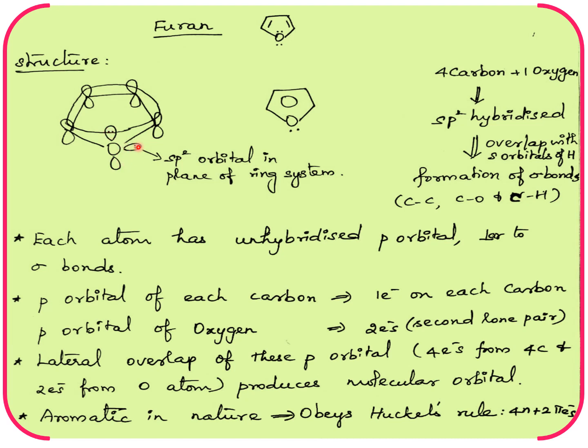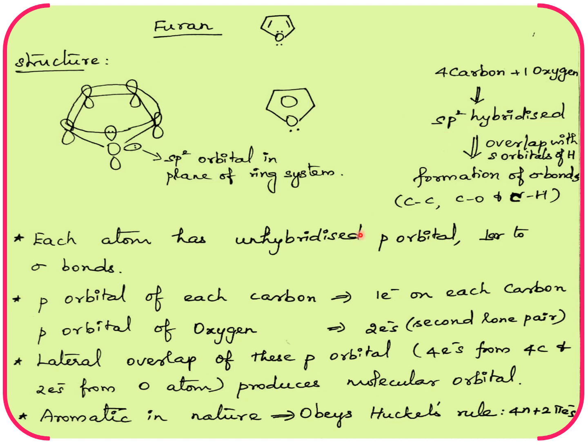When coming to the other lone pair of electrons, it is found to be in the plane of the ring system. This lone pair of electrons is in the plane of the ring, and it is not involved in any delocalization. It is available for further reaction.